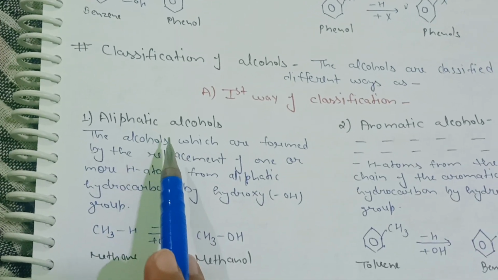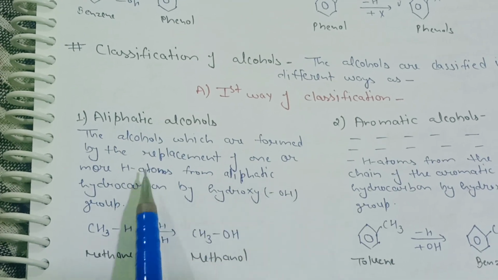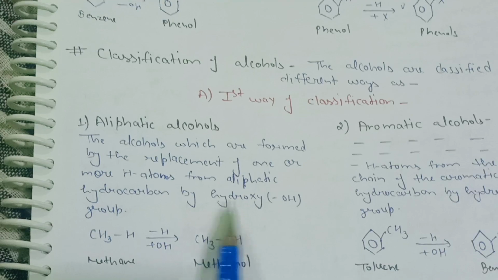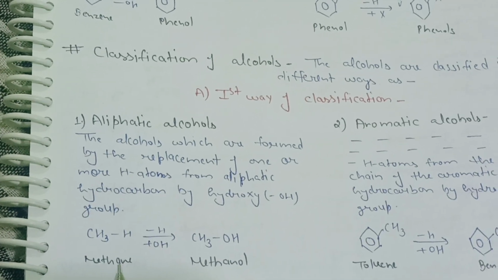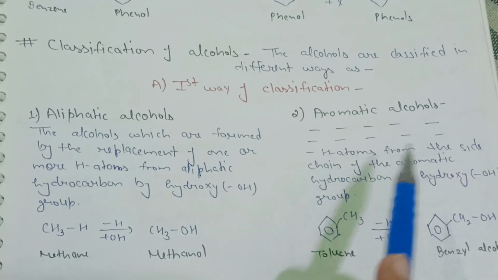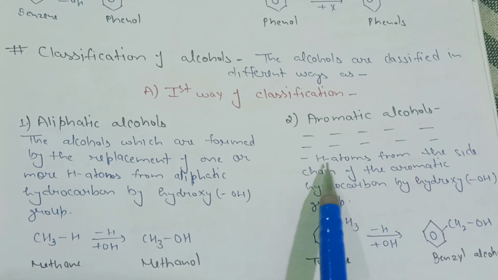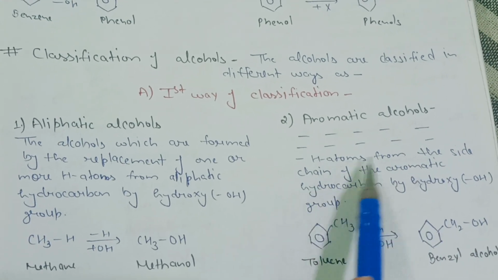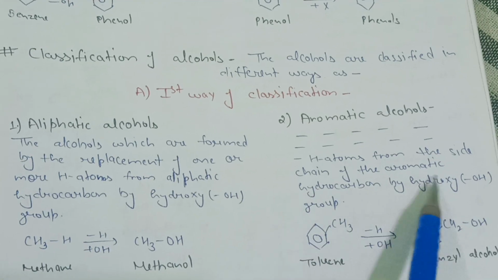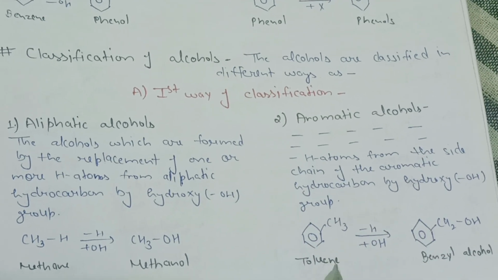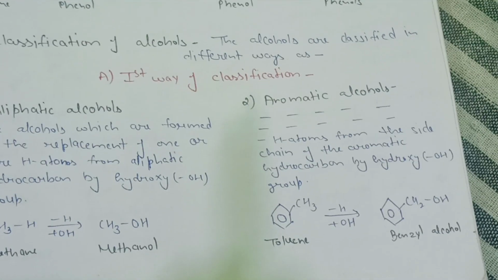Classification of alcohol. Alcohols are classified in different ways. First way of classification. Aliphatic alcohols are alcohols formed by the replacement of one or more hydrogen from an aliphatic hydrocarbon by a hydroxy group. For example, methane into methanol. Aromatic alcohols are alcohols formed by the replacement of one or more hydrogen atoms from the side chain of an aromatic hydrocarbon by a hydroxy group. For example, toluene to benzyl alcohol.